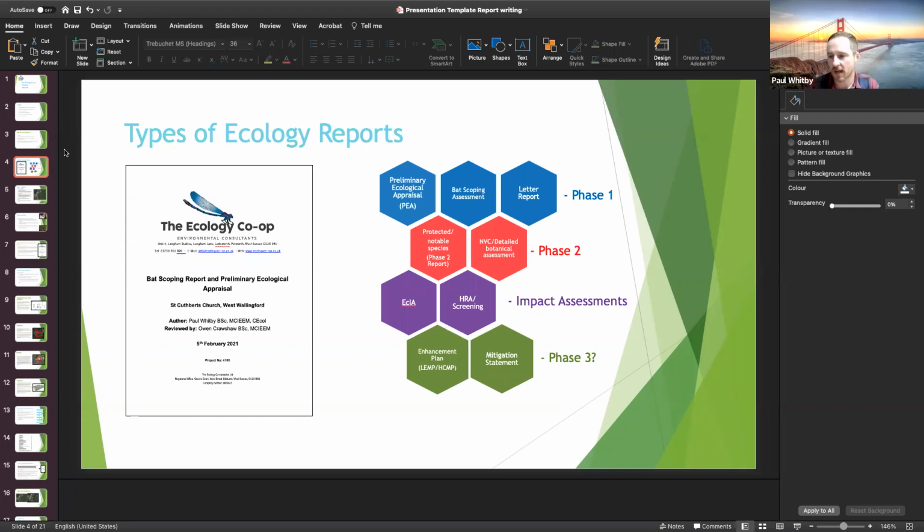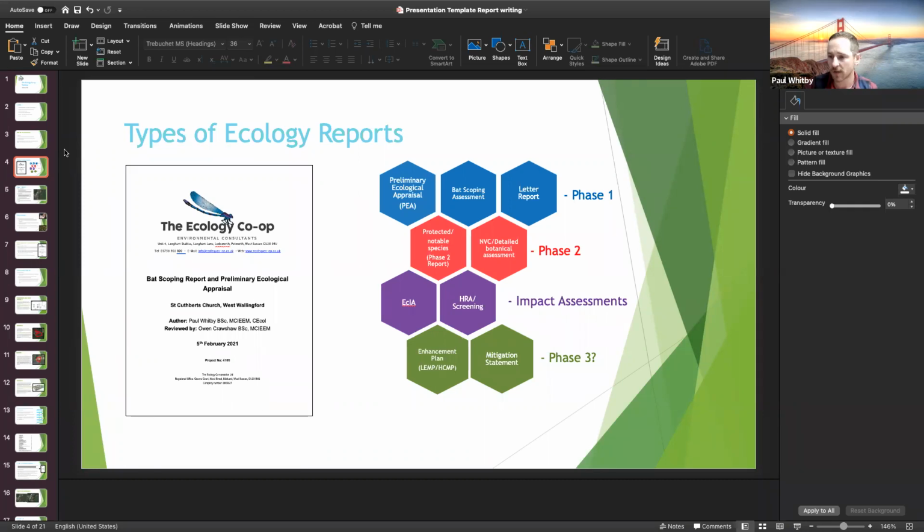So, types of reports that are commonly used in consultancy, let's just take a quick look at those. What we commonly refer to as phase 1 reports, not to be confused with phase 1 habitat surveys, although that does form part of a phase 1 assessment. The most commonly produced reports here are your preliminary ecological appraisals, or PEAs, and your bat scoping assessment reports. I'll also discuss the sort of letter report a little bit later. Your phase 2 surveys are your more detailed protected and notable species surveys and habitat surveys that you'll have identified as a result of your phase 1 assessment.